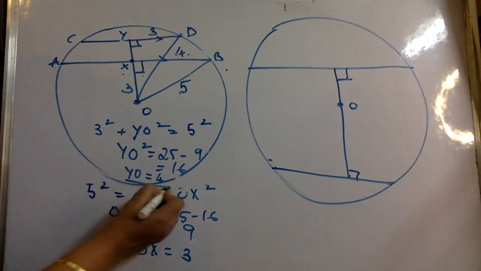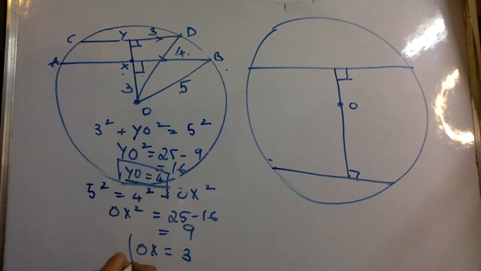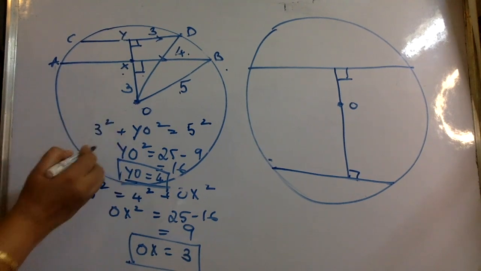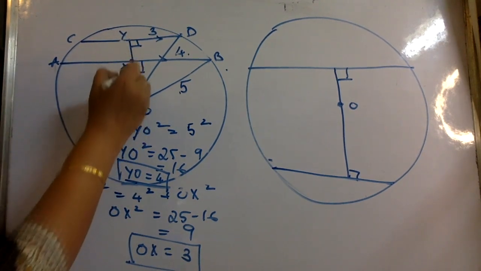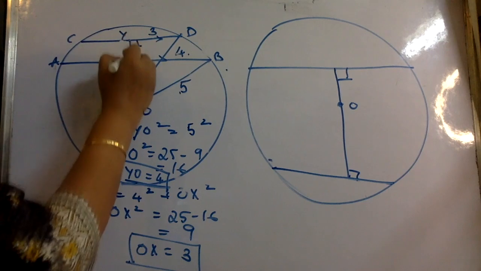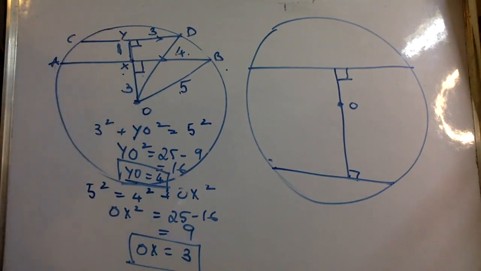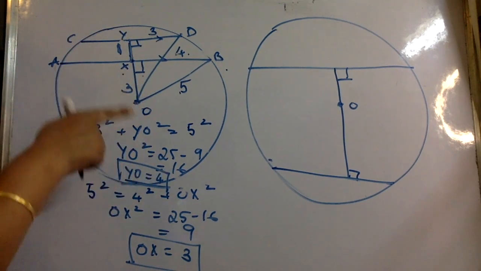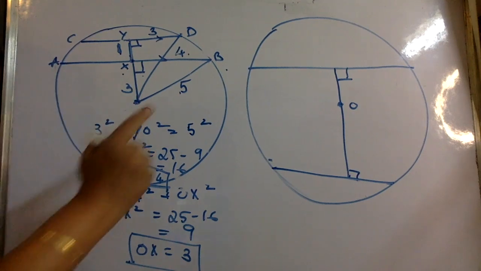So I have the value of YO here, and I have the value of OX here. This is 4, this is 3. Therefore, this distance becomes 1. The distance between the two chords becomes 1. Let me come to this.